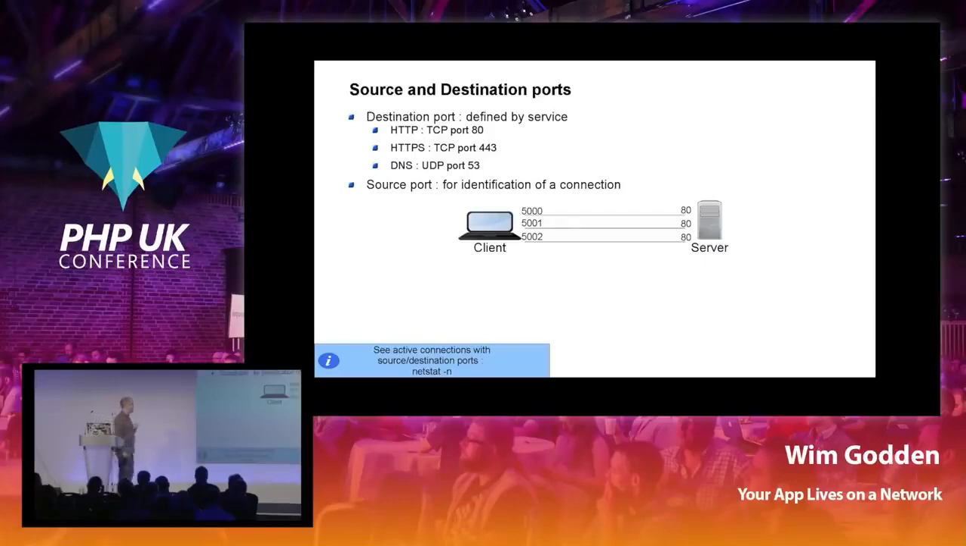If you want to see the active connections, so if you want to see which ports are being used for that, you can do netstat -n, and it will give you a huge list. Don't do it on a super busy server because you'll get a massive list. That's why the -n is there, so it doesn't do DNS lookups.